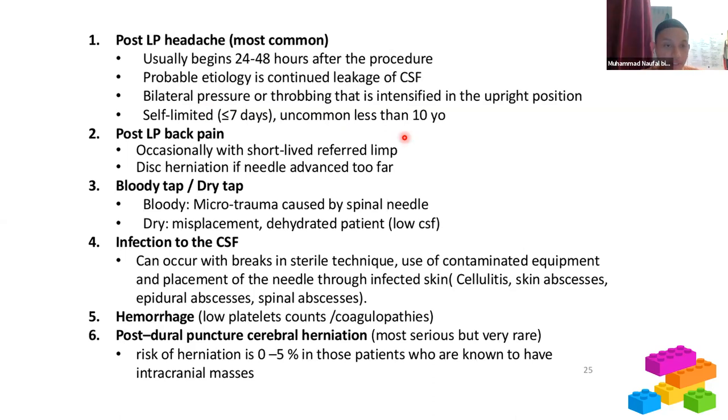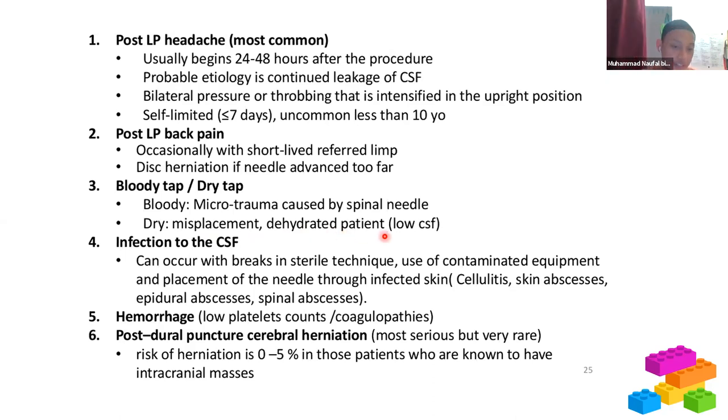The next complication is post lumbar puncture back pain, occasionally with short-lived referred limb pain, and you can have disc herniation if the needle is advanced too far. The next complication is bloody tap or dry tap. The bloody tap is when there is microtrauma caused by the spinal needle, and a dry tap occurs if there is misplacement or the patient is dehydrated and the CSF is low.